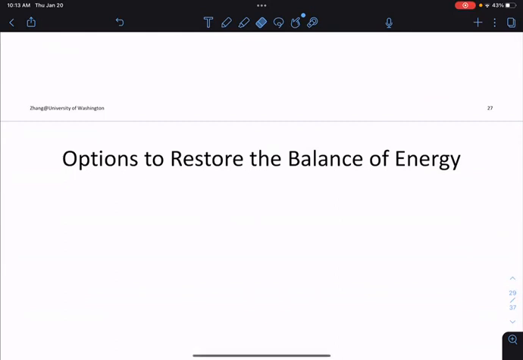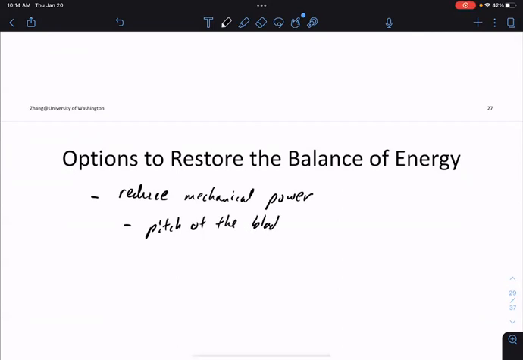So reduce the power that's coming into the system. This is done, for example, by pitching the blade. The main thing you can do here is pitch the blade, to reduce the amount of power, to reduce CP, basically, so they don't get that much power into it. But what's the challenge with this, reducing mechanical power?